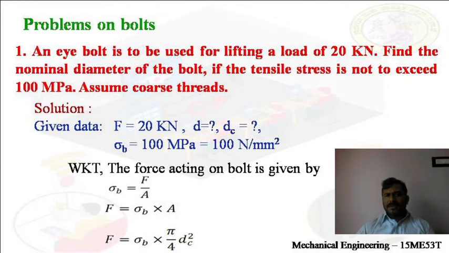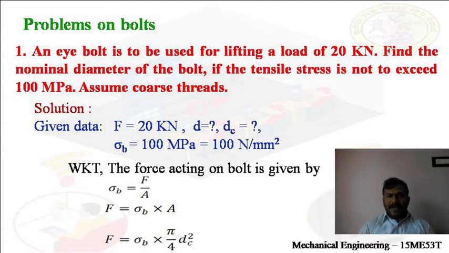An I-bolt is to be used for lifting a load of 20 kilonewton. Find the nominal diameter of the bolt if the tensile stress is not to exceed 100 MPa. Assume coarse threads. Here we are asked to find the diameter of the bolt for the given load. The load given is 20 kilonewton.